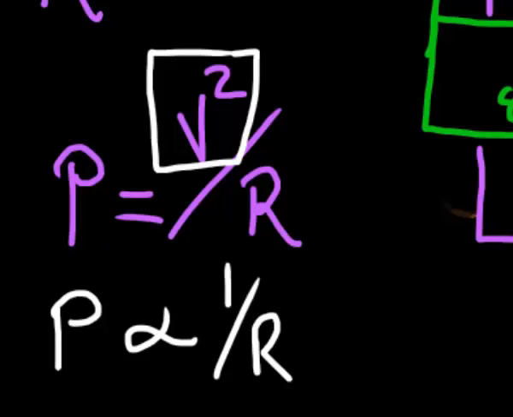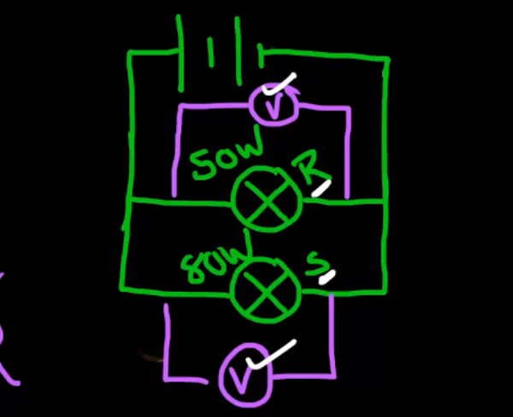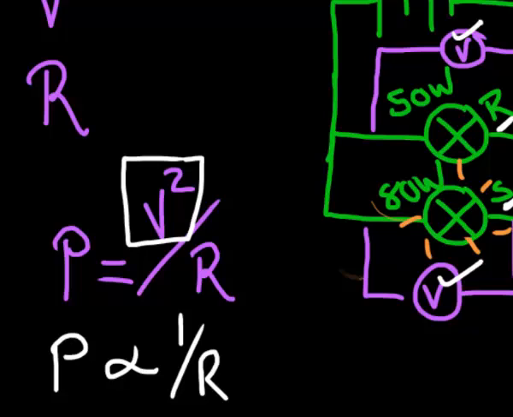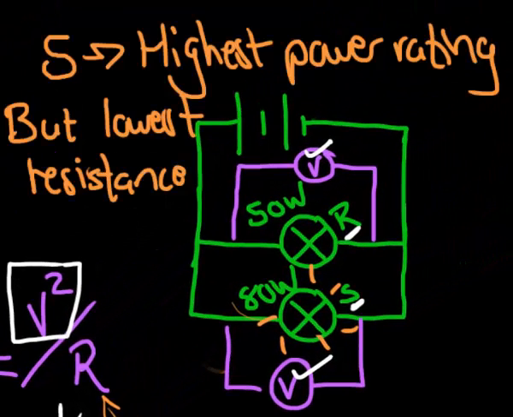Now in this case, I would have noted that the one with the highest power rating, which is bulb S, was the one that glowed the brightest compared to number R. But we would note though that my power was the highest, but according to my relationship, it meant then that S would have the lowest resistance.